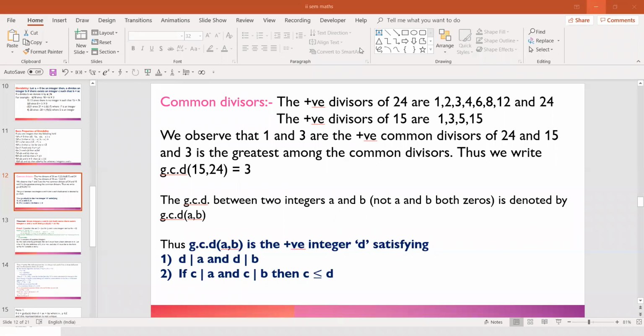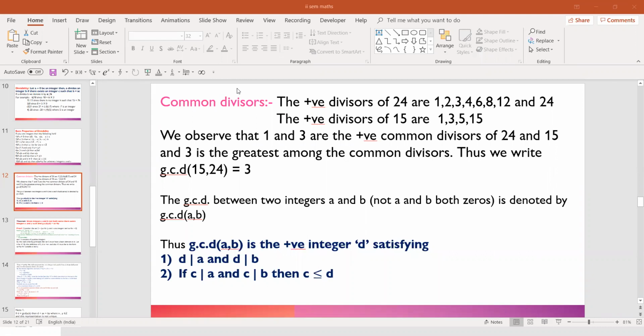Minus 3 and 0. What is the greatest common divisor of minus 3 and 0? All of you answer. I want an answer from each and every one. Okay, answers have started to come. Right or wrong, you answer. I am repeating, greatest common divisor of minus 3 and 0. Follow the definition and start to answer.